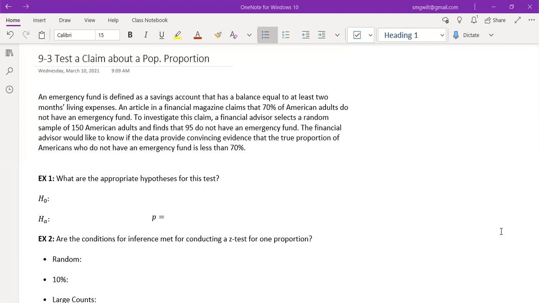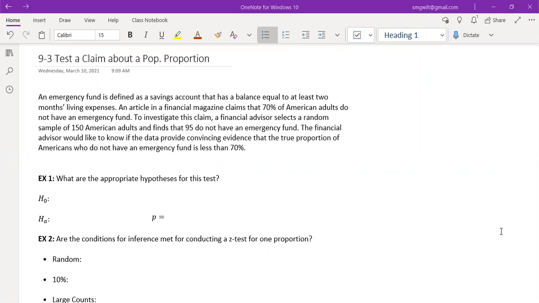So the situation that we're going to look at is an emergency fund is defined as a savings account that has a balance equal to at least 2 months living expenses. An article in a financial magazine claims that 70% of American adults do not have an emergency fund. To investigate this claim, a financial advisor selects a random sample of 150 American adults and finds that 95 do not have an emergency fund. The financial advisor would like to know if the data provide convincing evidence that the true proportion of Americans who do not have an emergency fund is less than 70%.